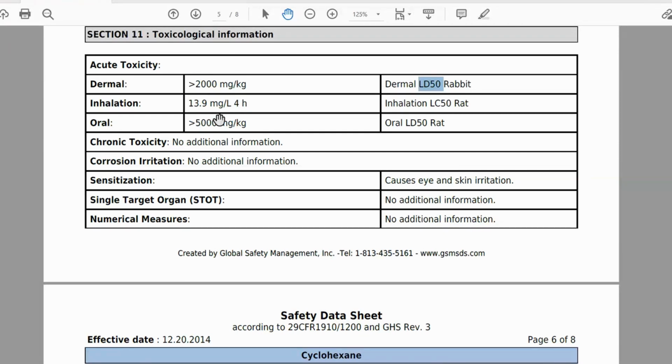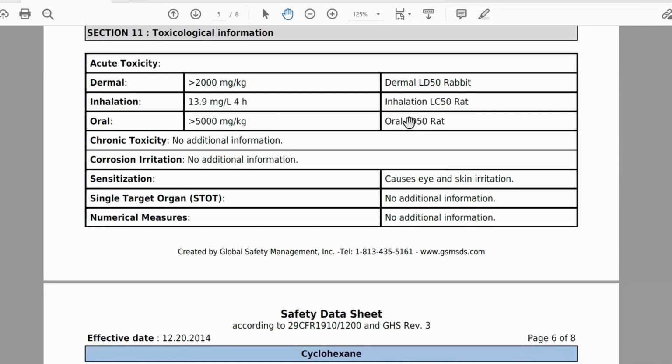Inhalation, basically 13.9 milligram per liter, 4 hours. So inhalation is by concentration, see or not? Inhalation is always by concentration. So the LC50 inhalation concentration, we read, is 13.9 milligram. Oral is 500 milligram per kg. This is for lethal dose also. So oral is always lethal dose.